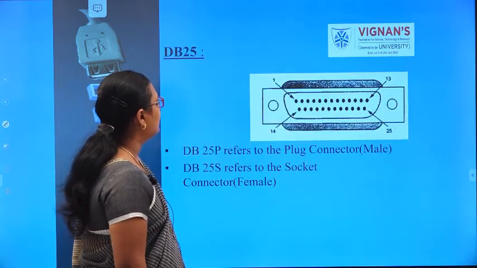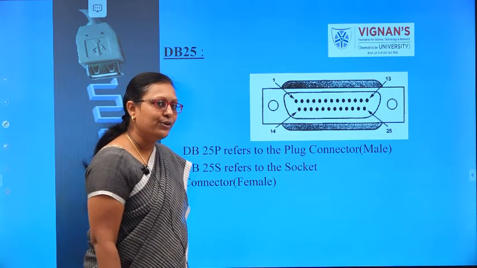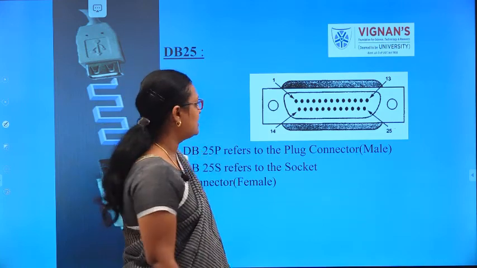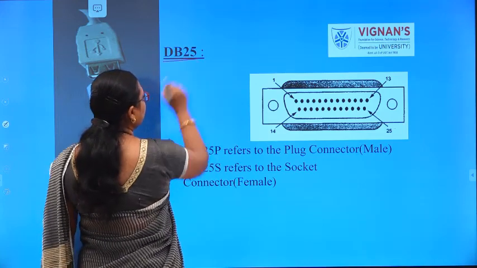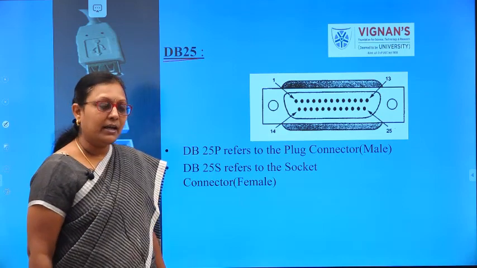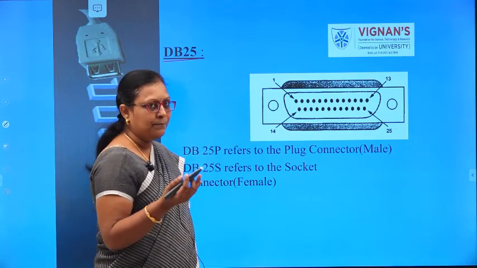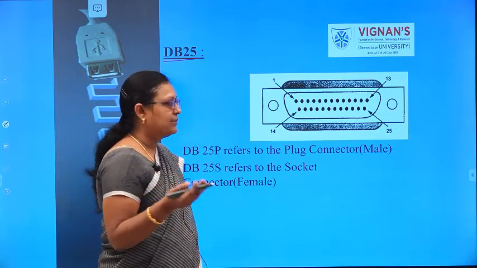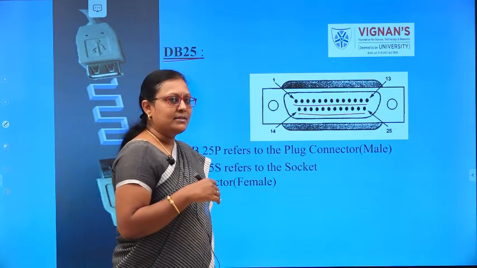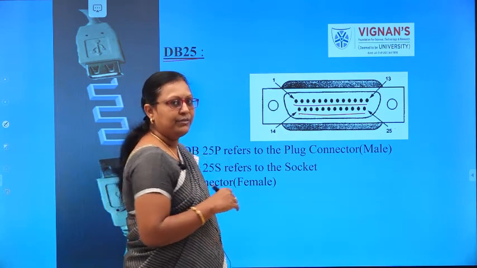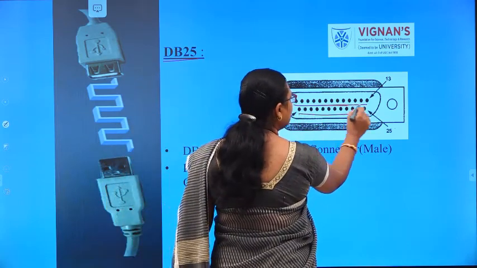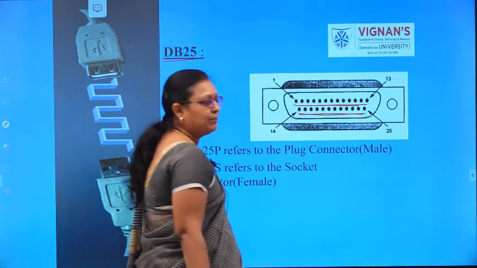Then coming to the types of UART, it has two types of connectors. One is the DB25 and the other one is the DB9 connector. First we will see the DB25 connector. Both are the same, but the number of pins is different. In the pins and signals of DB25, at the top you have 13 pins and at the bottom you have 12 pins.